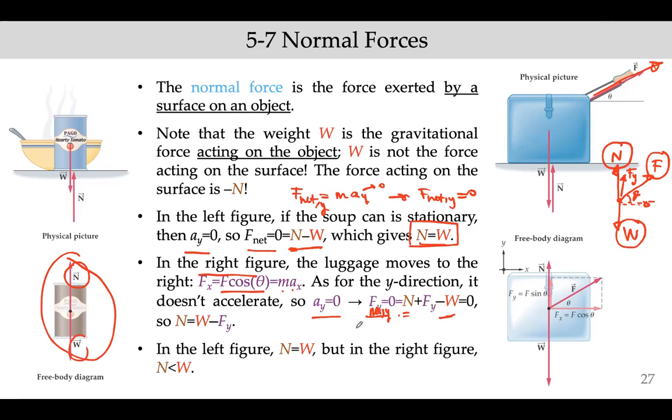So let me write it again here: F net in the y direction. Because now I'm interested in the y component of all the forces, I will write only the forces which have a y component. One of them is the normal force. The other one is the y component of the external pulling force. And the other one is the weight, but the weight comes with negative sign because it's in the down direction. Now, because this is not accelerating the object up or down, a is 0, so this will be 0.